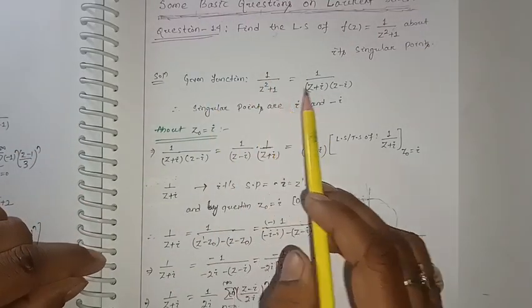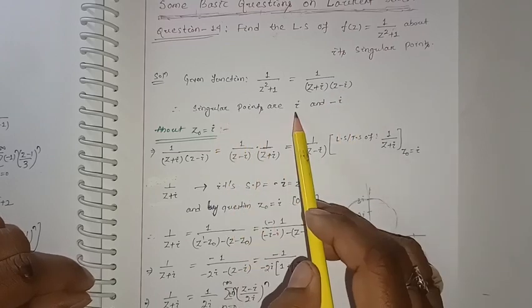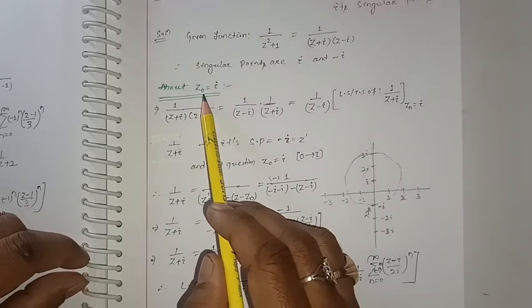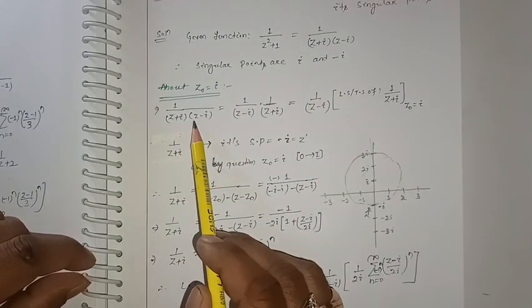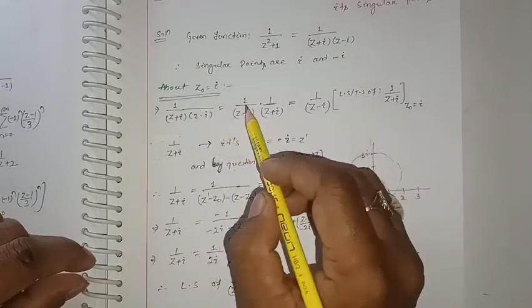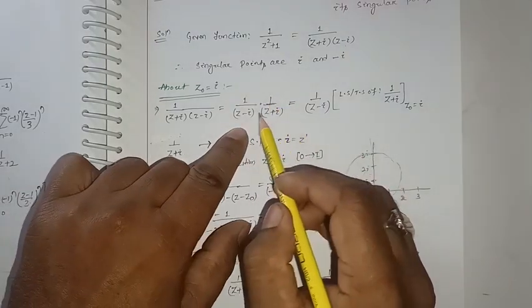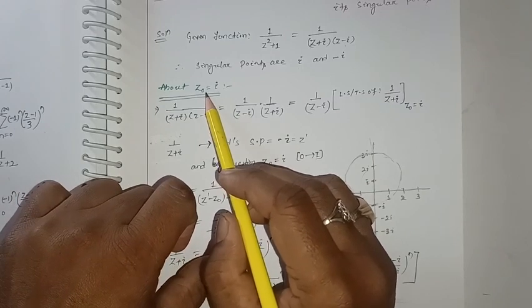So this z square plus 1 can be written as z plus i into z minus i. So it has two singular points, i and minus i. First we are going to find out the Laurent series about z0 equal to i. Here 1 by (z plus i) into (z minus i) has two functions multiplied with each other. One is 1 by z minus i, another is 1 by z plus i. Among these two functions, which has the singular point i?